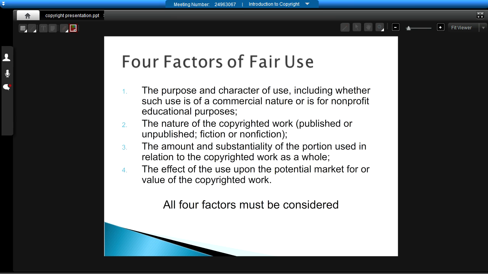The second factor is the nature of the copyrighted work. So first, it's how it's being used. The second one is what is being used. Is something published or unpublished? For those of you, just to make sure you're still there, which do you think has greater fair use protection? Or I should say, you're able to claim fair use more readily if something is published or unpublished.